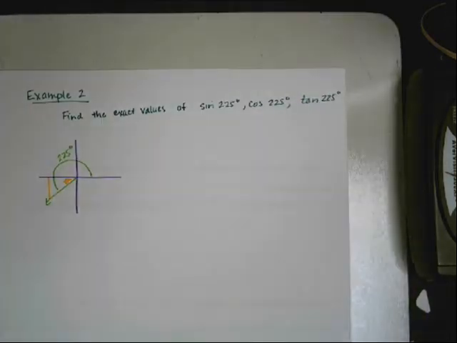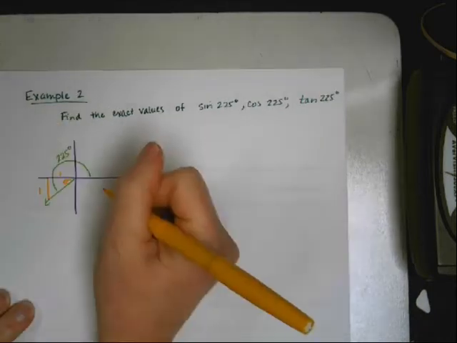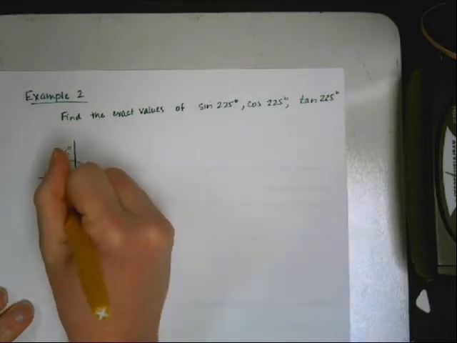What is that reference angle? And how do I figure it out? Subtract 180 from... Very good. You're going to subtract 180 from 225. That means that my reference angle is 45. That makes this a 45, 45, 90, which means my legs are 1 and 1, and my hypotenuse is the square root of 2.